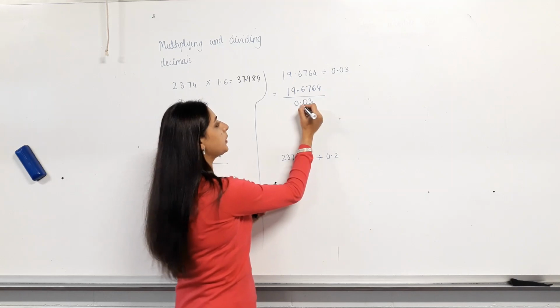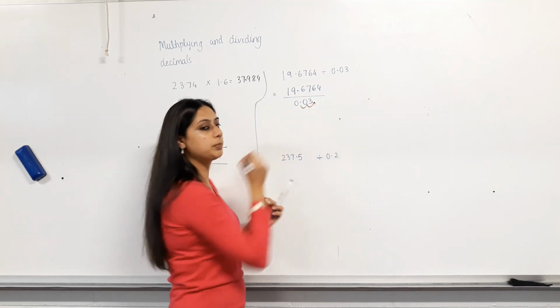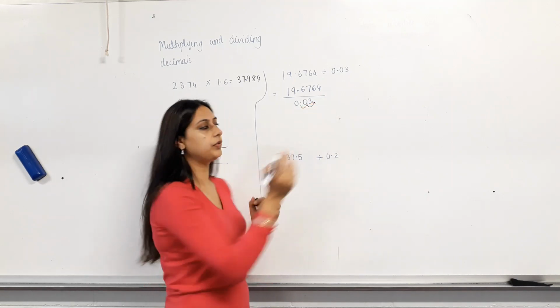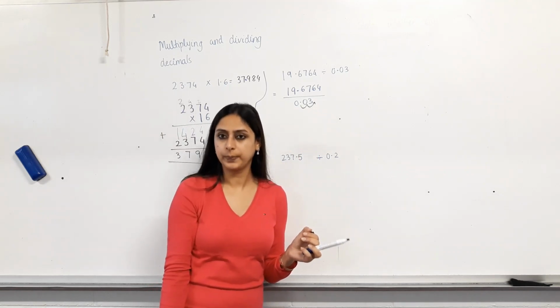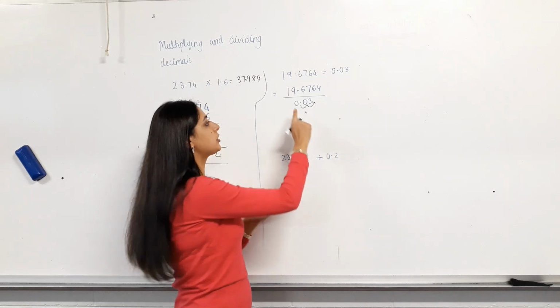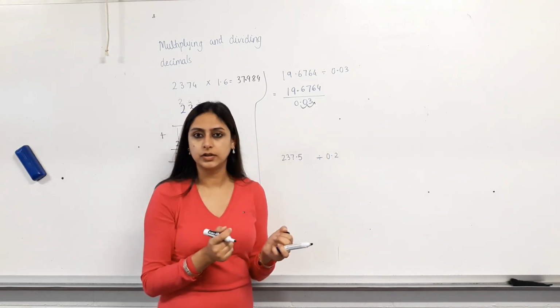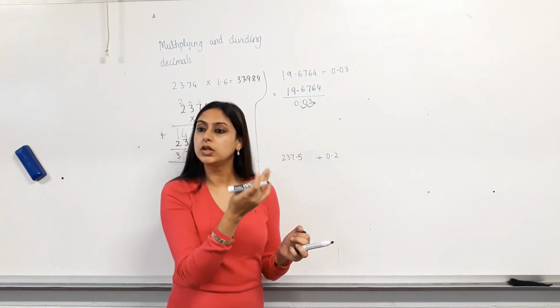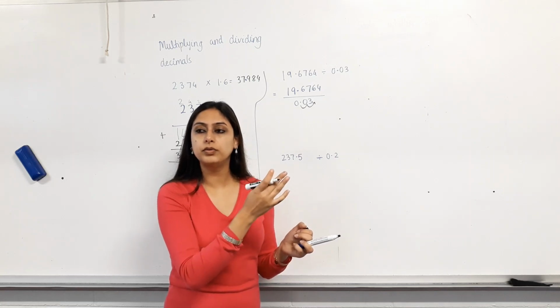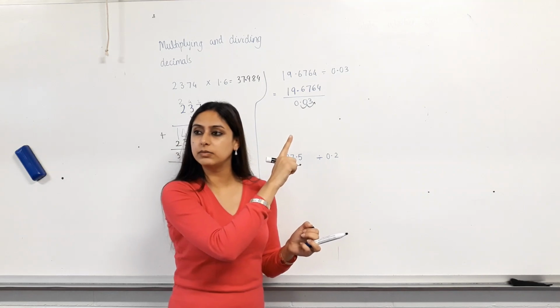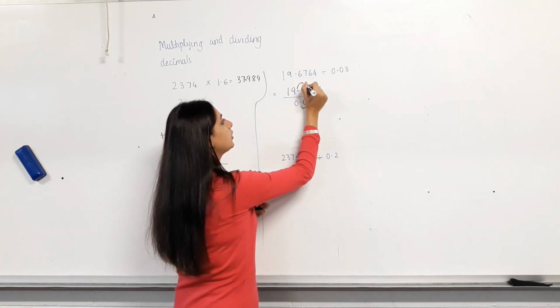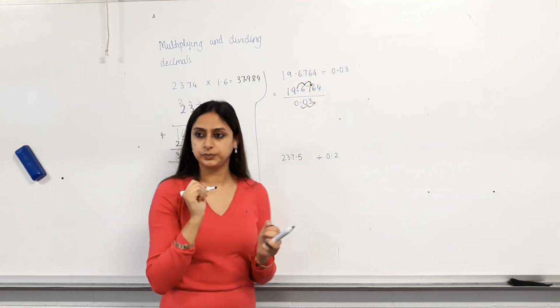How many decimal places do I need to move the bottom one so that I get rid of it? Can I move it 2 places to the right? Yes. And it just becomes 3. However, technically I've just multiplied this by 100, haven't I? I must do the same to the top. So how many places have we moved the decimal? 2 places to the right. You do the exact same thing to the top. Move the decimal 2 places to the right.